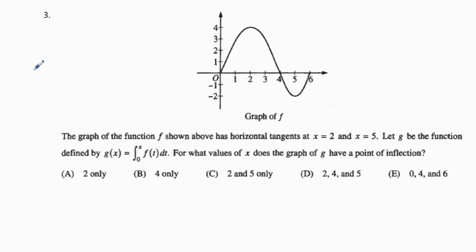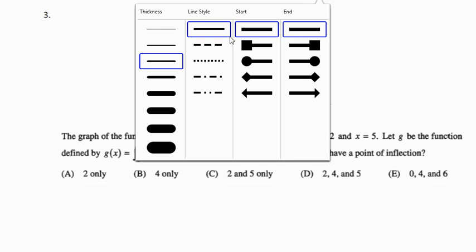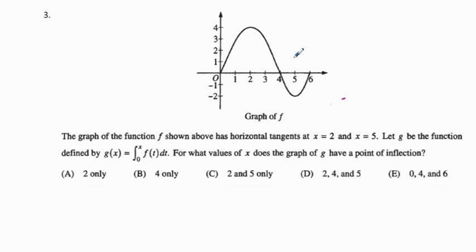Next, 3. The graph of the function f shown above has horizontal tangent at x equals 2 and at x equals 5. Let g be the function defined by g of x equals the integral from 0 to x of f of t dt. And what this is is something called having the integral as a function. And so this f here is equivalent to g prime. Okay, so we're going to keep that in mind. So this would be like the graph of g prime.